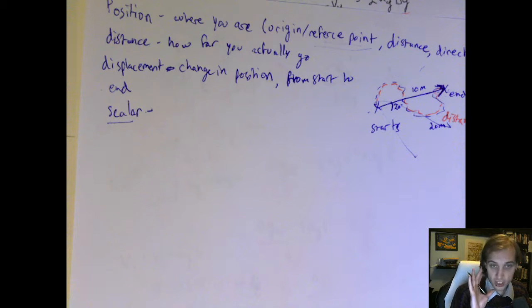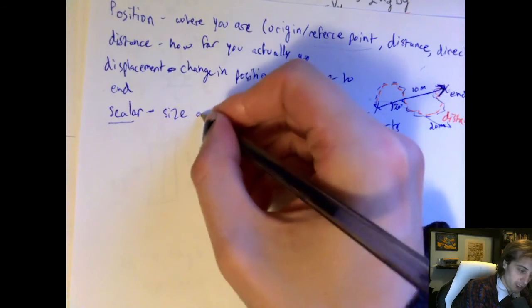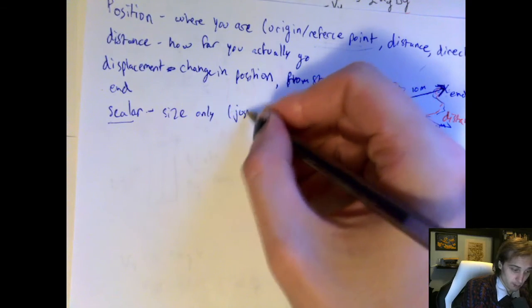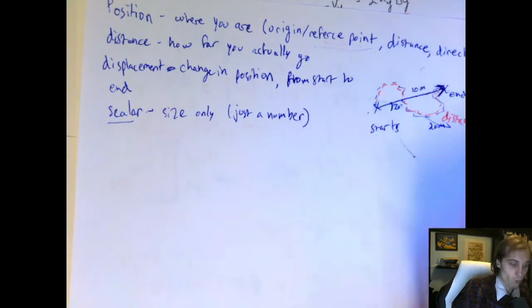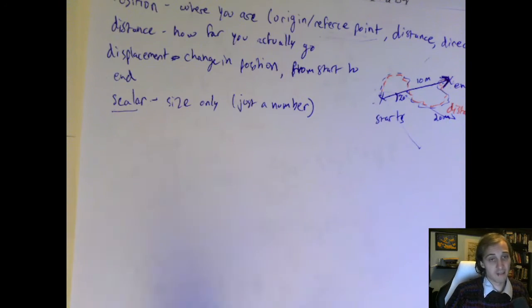And this is literally just any number. So it's the size of something only. And this is just numbers. Anything you've worked with before, like saying 5 apples, like saying 6 feet, saying 30 miles per hour, anything like that is going to be a scalar because, again, it's just telling you how big a thing is.